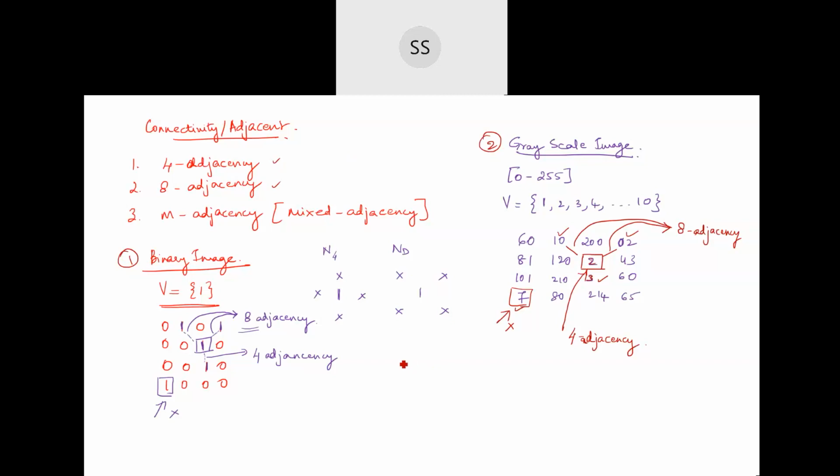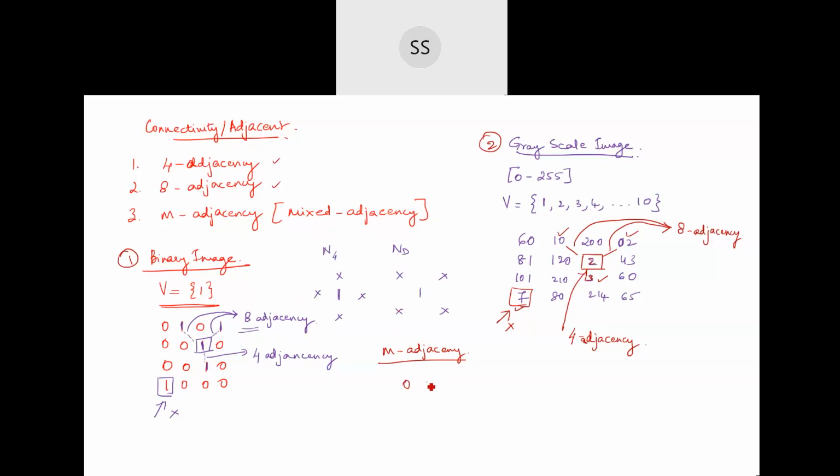Next, we are going to consider the third one, that is M adjacency. It is called mixed adjacency, because it is a modification made on 8 adjacency. Whatever ambiguity arises in 8 adjacency, we make use of M adjacency to remove it. Now, what is this ambiguity I am talking about?